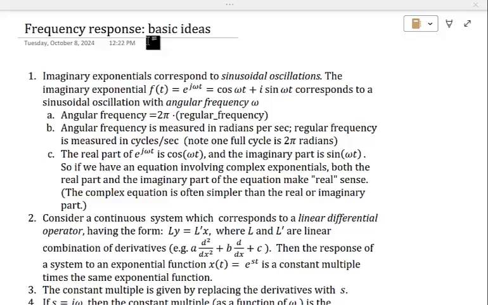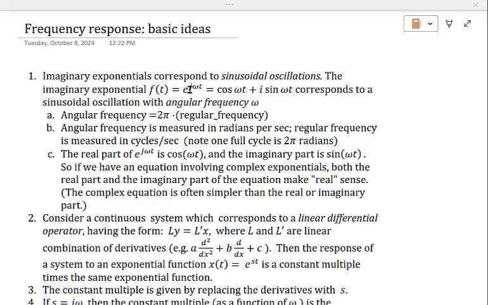Ideas related to frequency response from a mathematician's point of view. All right. So first of all, imaginary exponentials correspond to sinusoidal oscillations. More specifically, the imaginary exponential f of t equals e to the j omega t.